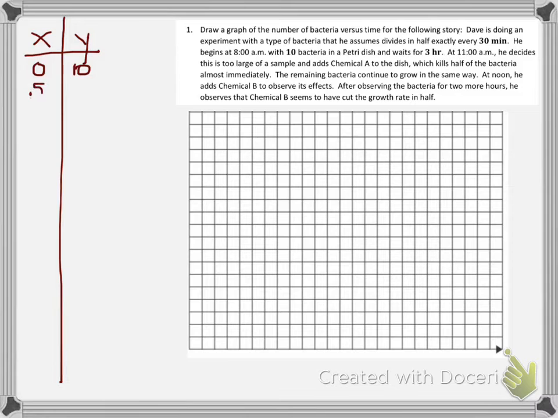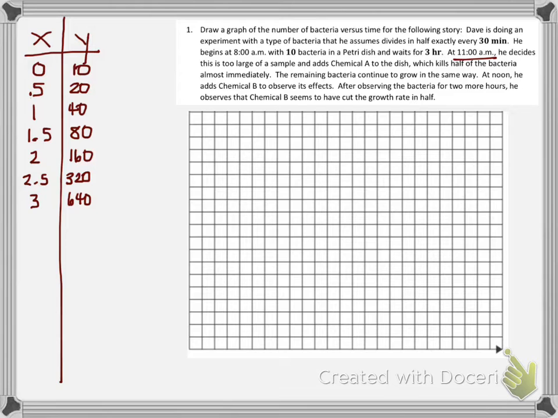So at 0.5 hours, there's going to be 20 bacteria. At 1 hour, there's going to be 40. 1.5 hours, there'll be 80. 2 hours, 160. 2.5 hours. Let's see, we go till 11 o'clock, right? Yeah. So we need 3 hours' worth. At 2.5 hours, we're at 320 bacteria. And after 3 hours, we are at 640. All right?